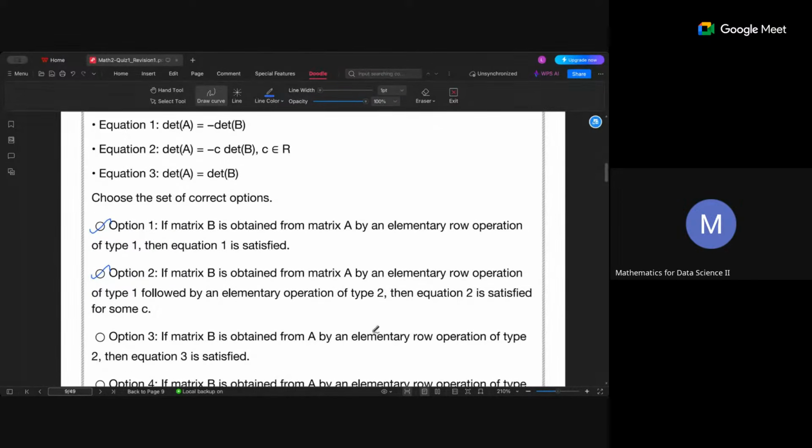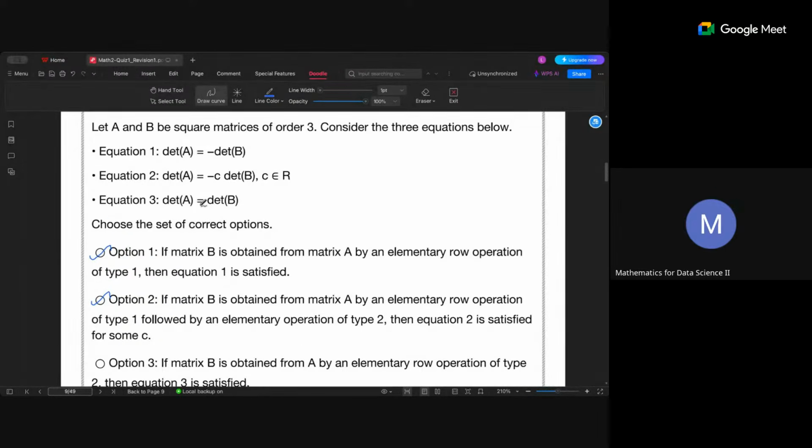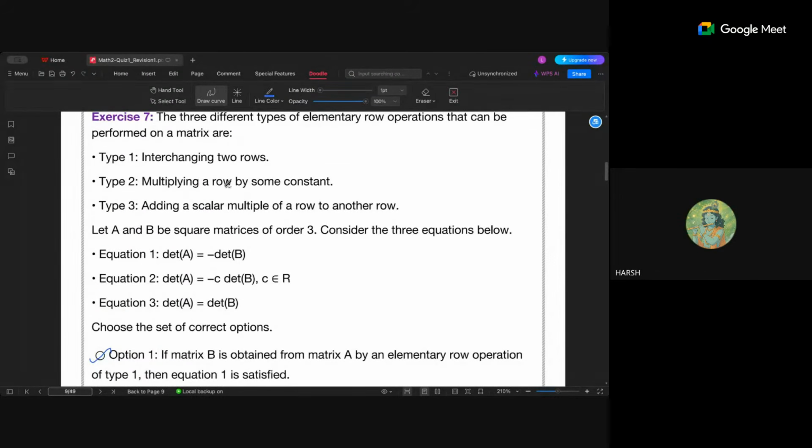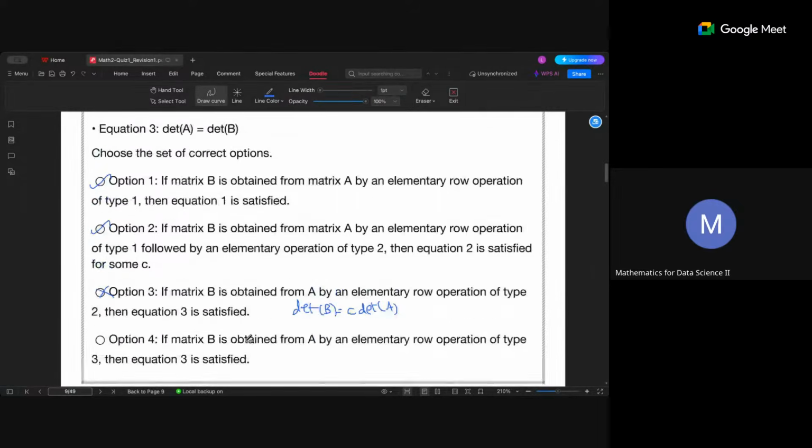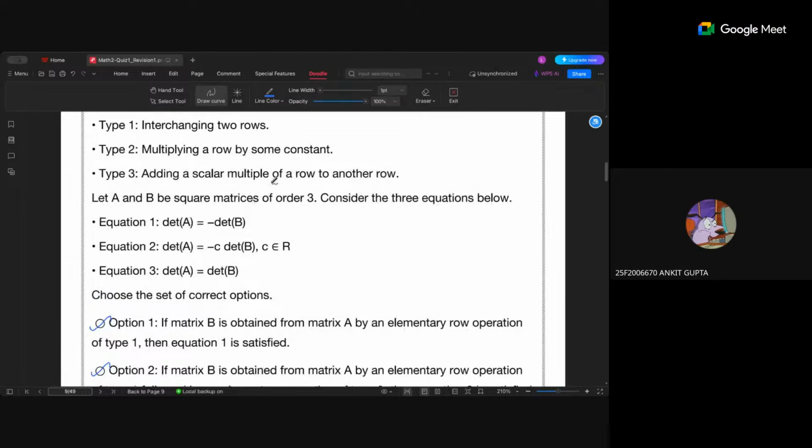If matrix B is obtained from A by an elementary row operation of type 2, then equation 3 is satisfied. No, right? Because what happens? Determinant of B in this case should be C times determinant of A. Okay. If matrix B is obtained from A by an elementary row operation of type 3, then equation 3 is satisfied. So type 3, equation 3. Correct or not? Yes, ma'am.